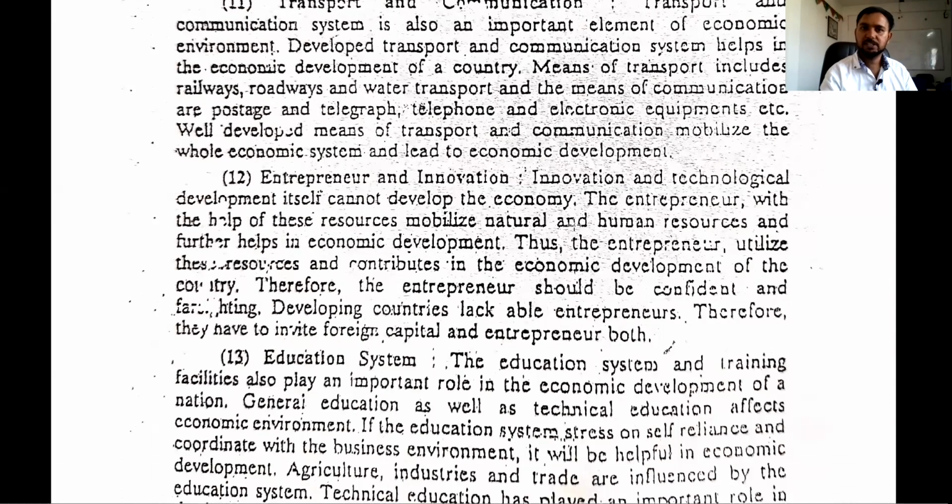We have the next point, that is entrepreneurial innovation. Whatever business you are doing, you need to do research and come out with a new type of product, because trending and new products are always going viral in the market. So you need to depend on the research of your business. Innovation and technological development by themselves cannot develop the economy. The entrepreneur, with the help of these resources, mobilizes natural and human resources and further helps in economic development. Thus, the entrepreneur utilizes these resources and contributes to the economic development of the country.